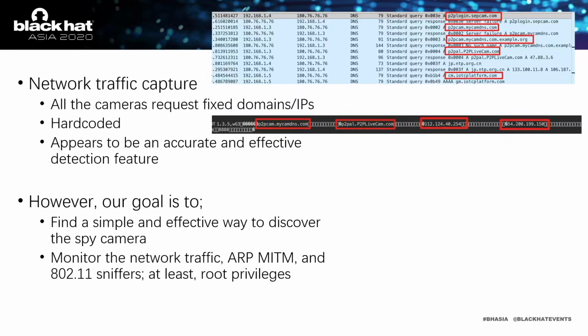Well, we have mentioned that the spy camera will connect to some specific domain names and IPs. As the picture on the right shows, there are multiple spy cameras requesting DNS. After analyzing the firmware of these spy cameras, we found that the domain names and IPs are hard-coded. This seems to be a very accurate and effective way to detect cameras. But our goal is to find a simple and effective way to discover the camera. This method needs to monitor the network traffic, which requires root privilege, and is not a simple way, so it seems not easy to do.